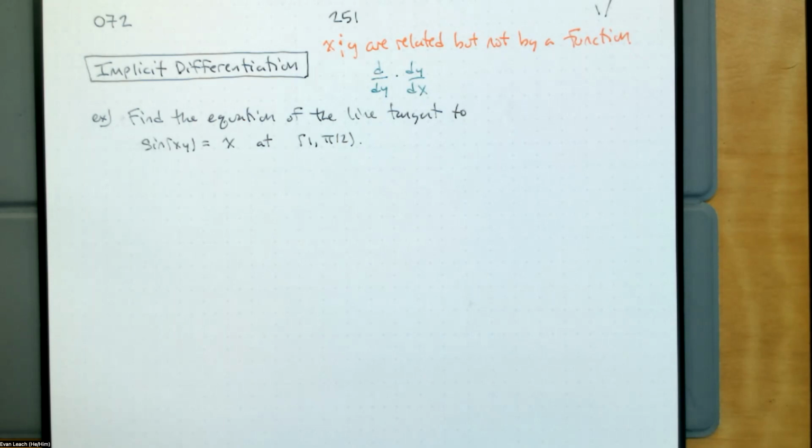So we have implicit differentiation. This is what we're going to use when x and y are related, but not by a function. This is going to be very different than treating x and y as separate variables. That's another way that x and y can show up in some kind of equation or function, where we're treating them as separate independent variables. But here, x and y are going to be related. They are not independent of each other.